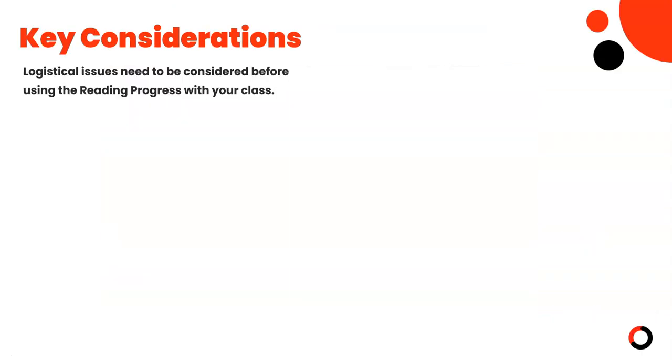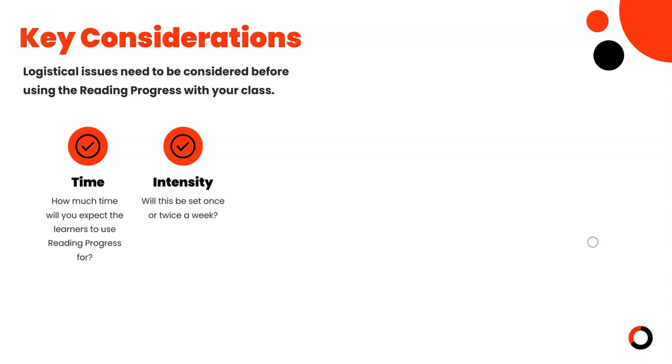So when implementing reading progress, it's important with any intervention just to think through logistical issues that you may have. So the first one is time. So how much time will you expect the learners to read for using reading progress? And then the intensity. Will you be setting this as once a week homework or twice a week? Location. Is this set as a homework task or is it in a specific lesson time?